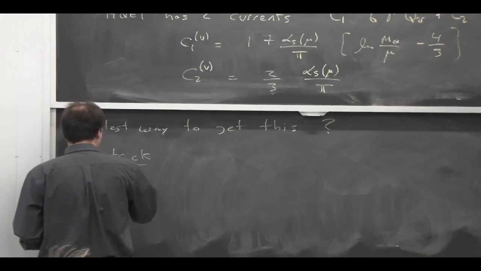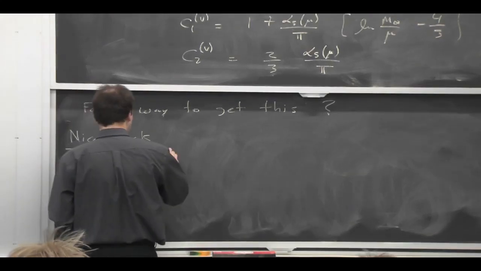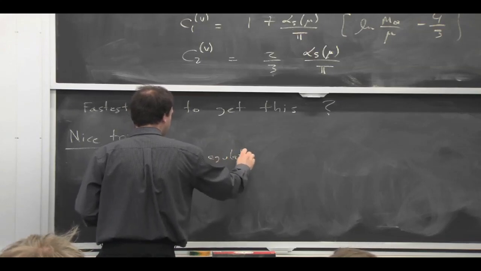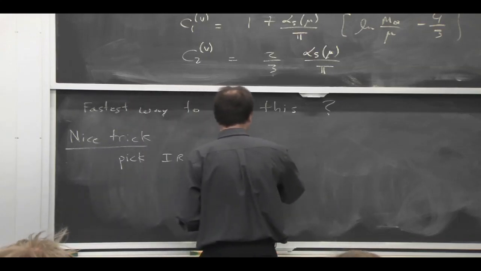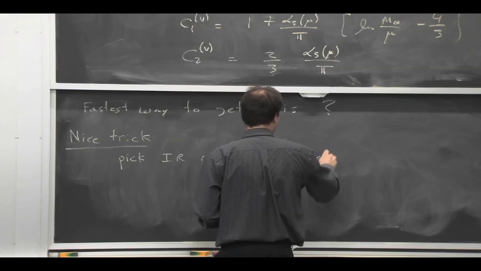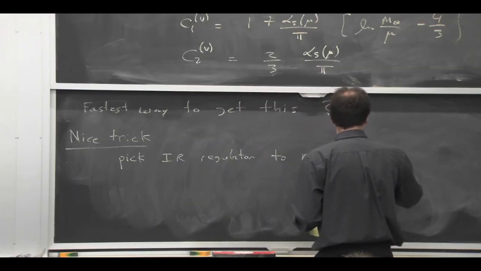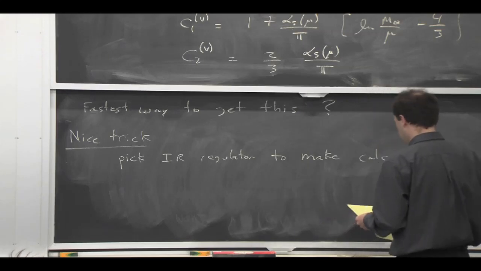So let's pick our infrared regulator to make the effective theory as simple as possible. We have some choice in how to pick the infrared regulator. The result for Wilson coefficients and anomalous dimensions will not depend on that choice. So let's use that freedom and make things as simple as we can.